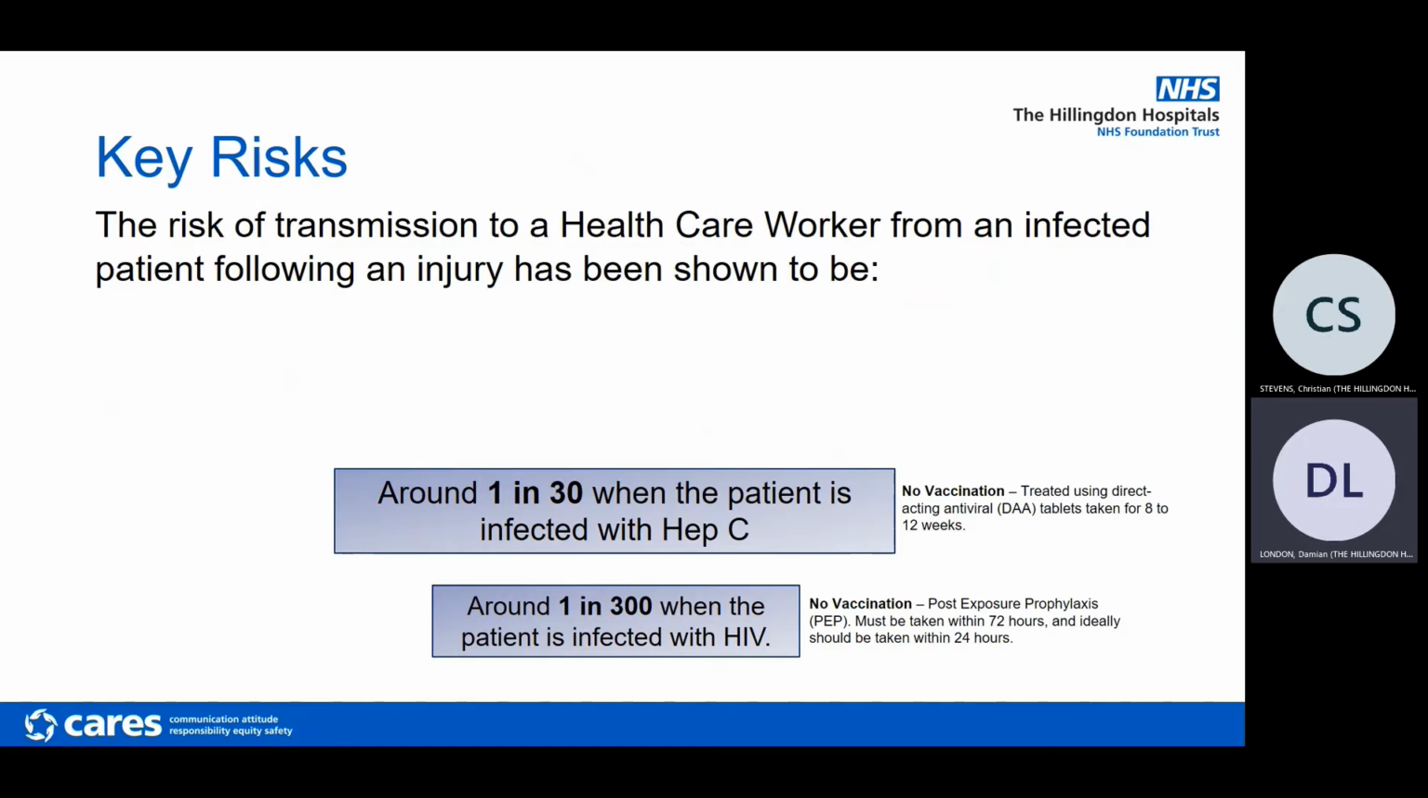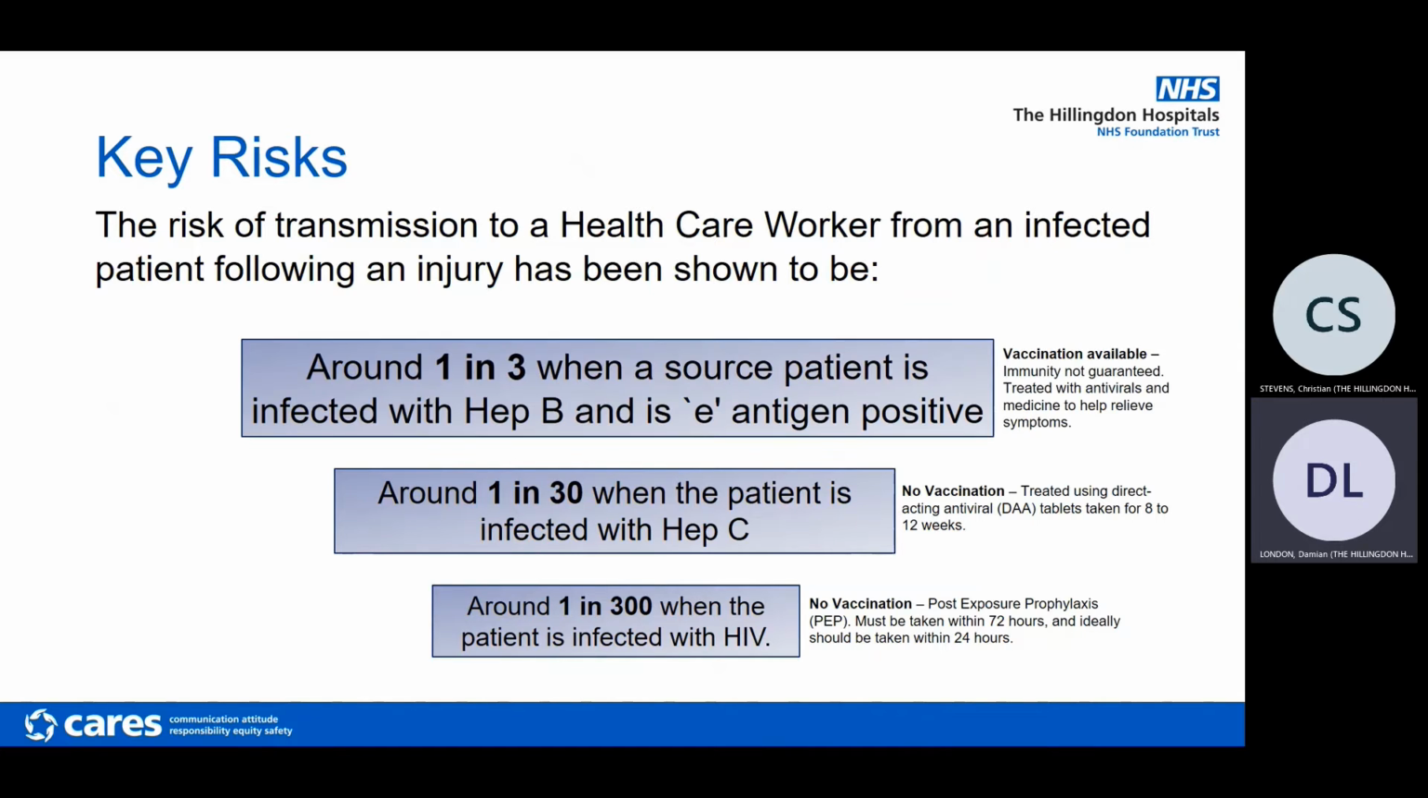Then we have 1 in 30 for hepatitis C. Again, no vaccination. There is treatment, but again, there are complications with hepatitis C. And then 1 in 3 when the source patient is infected with hepatitis B. There is a vaccination for hepatitis B, but not everybody is guaranteed immunity. And again, if gone untreated, it can lead to serious complications.